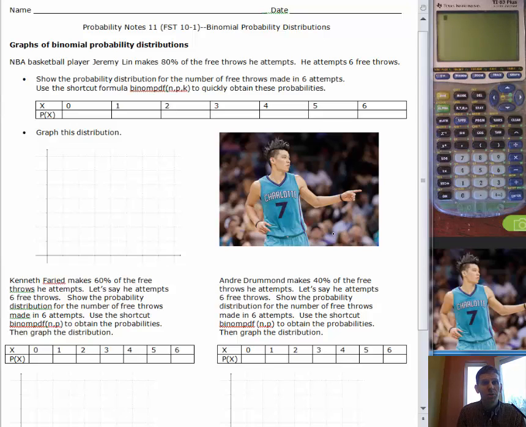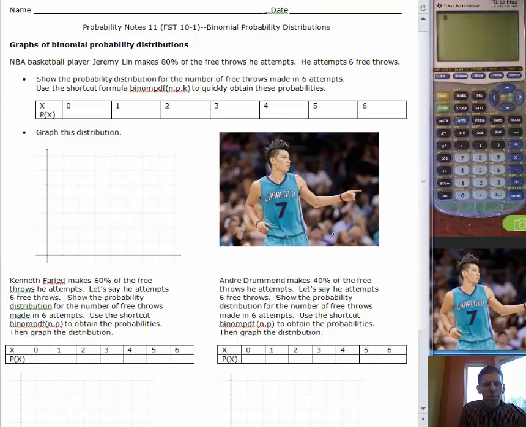Now this is a binomial setting because it meets the criteria of a binomial experiment. Binomial means 2, in this case, 2 outcomes, success or failure. Either he makes the free throw or he misses it. Trials are independent, which means what happens on one shot has no effect on what happens on the next shot. We're going to assume the same probability of success for each free throw, 80% here, and we have a fixed number of trials, in this case 6.